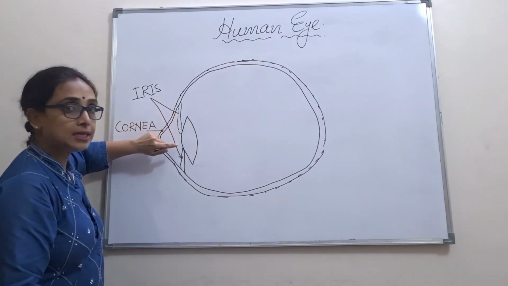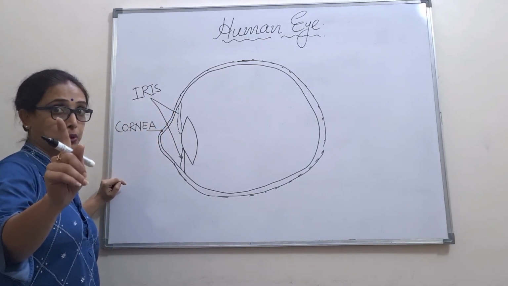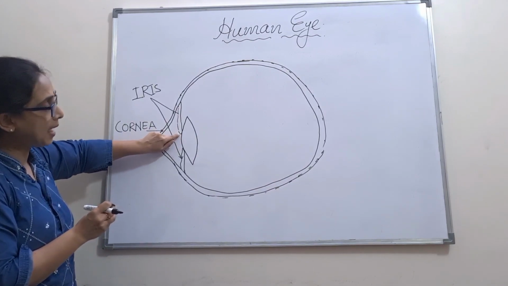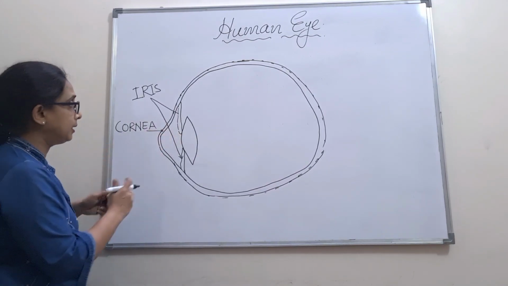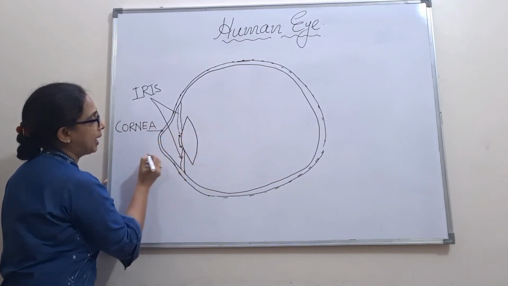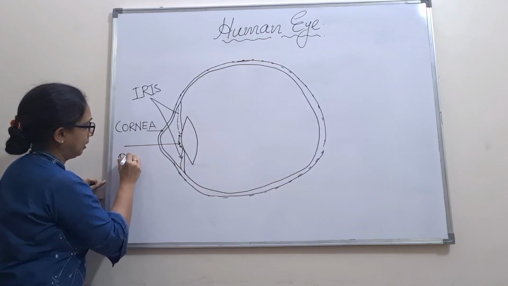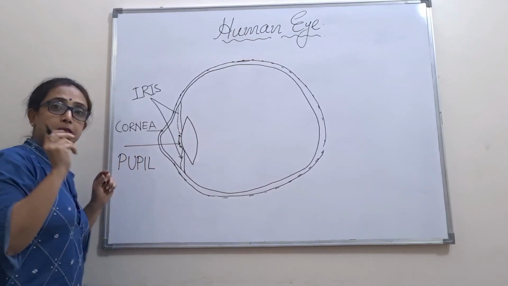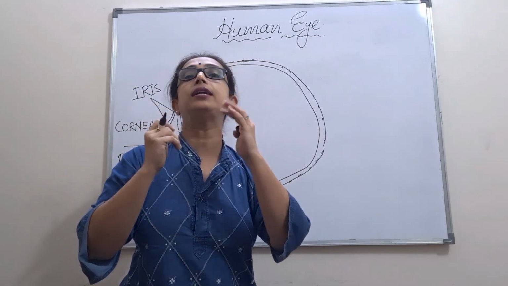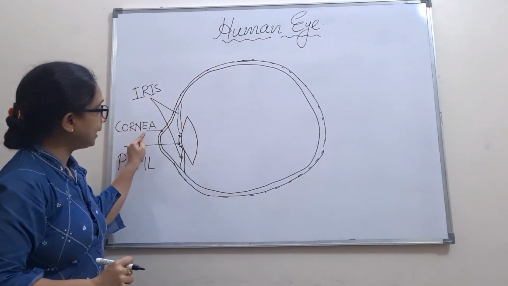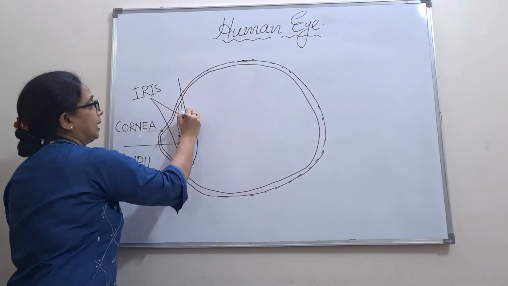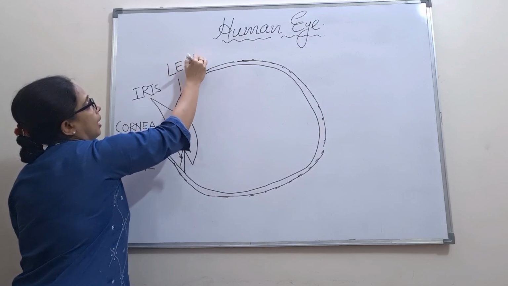Now this iris has one more work to do that I am letting you know. Can you see an opening here in between? That's a gap between the two iris. This gap between the two iris is termed as the pupil. This pupil is the opening through which the light enters. And where will the light enter? The light will enter through the lens. This is the lens of our eye.